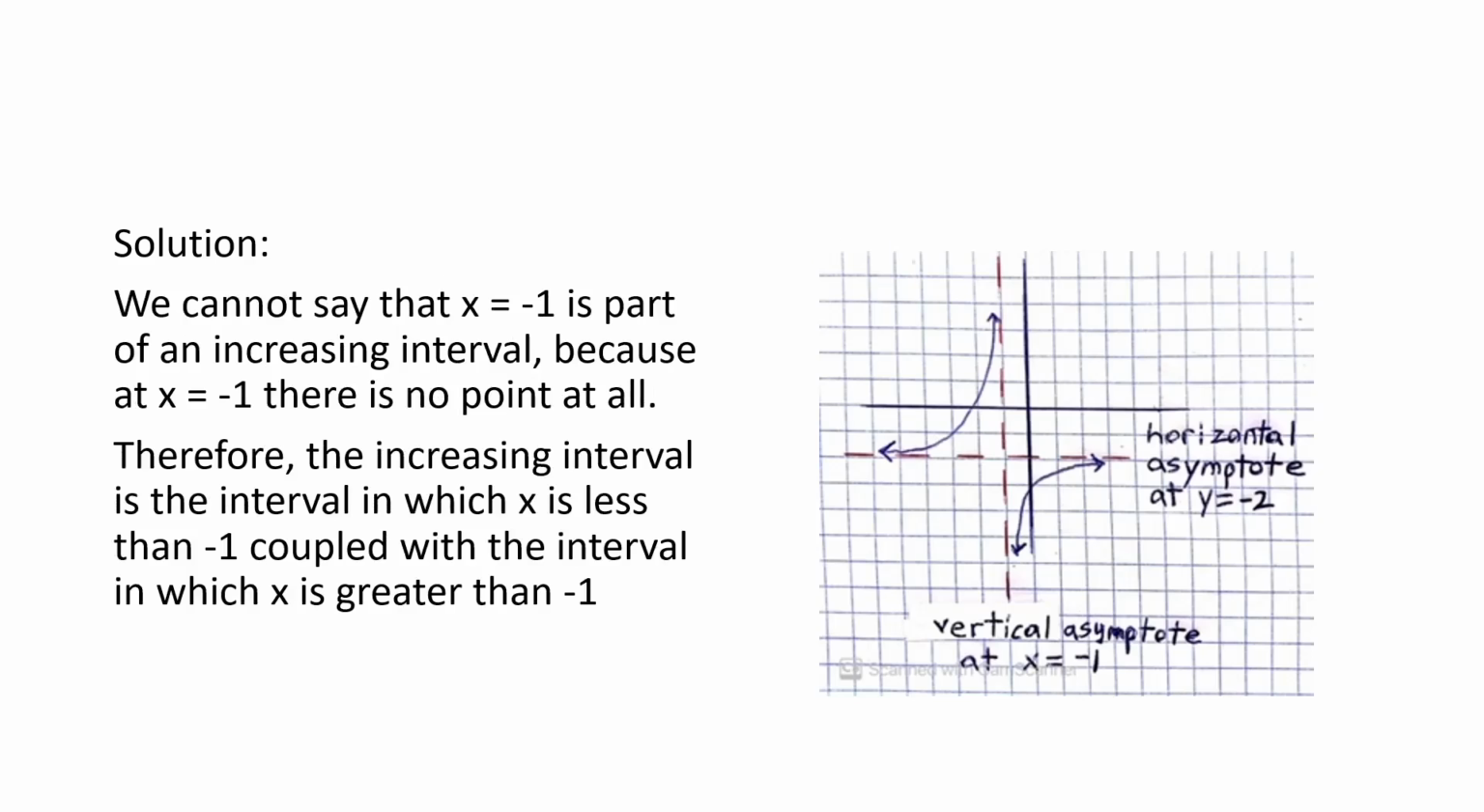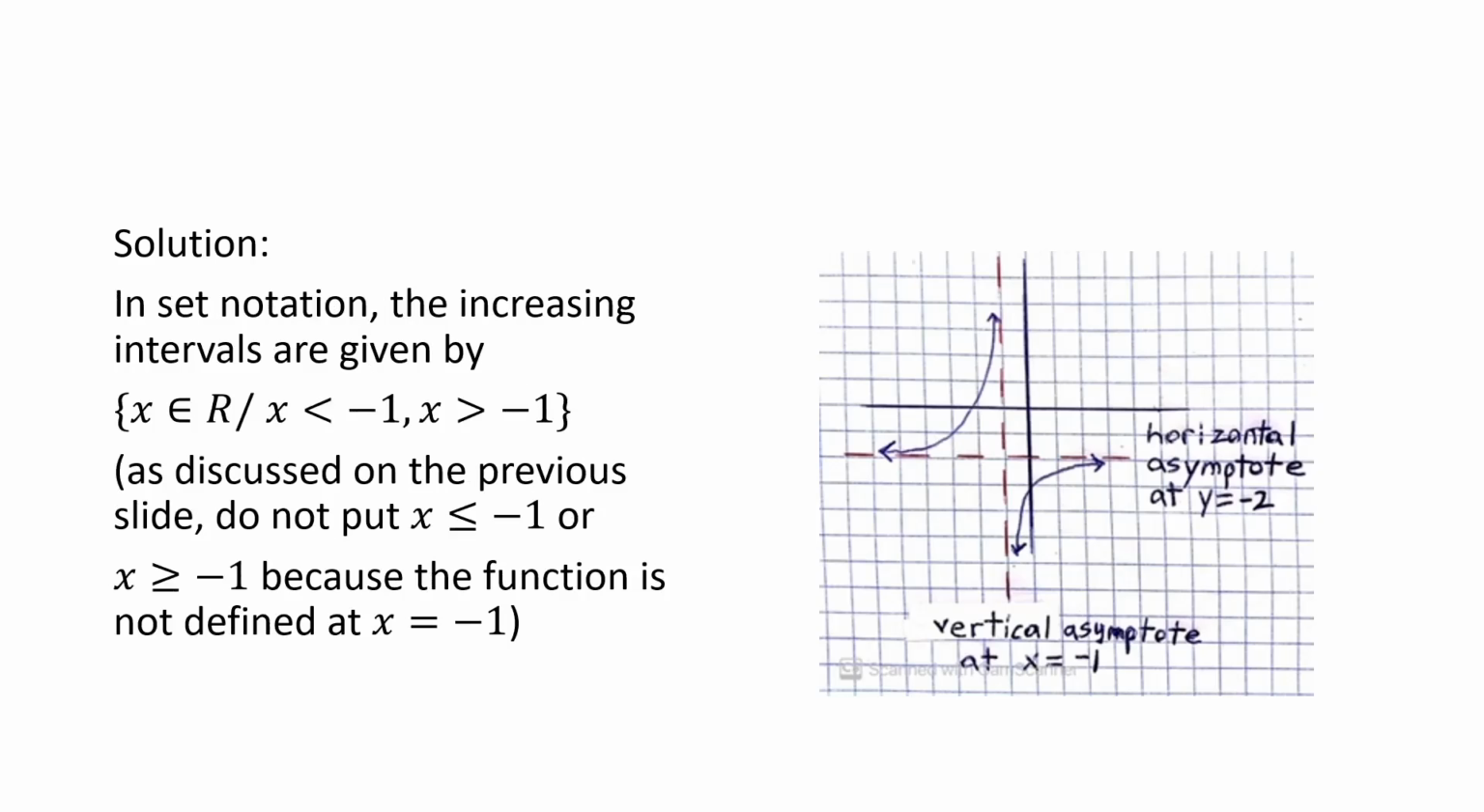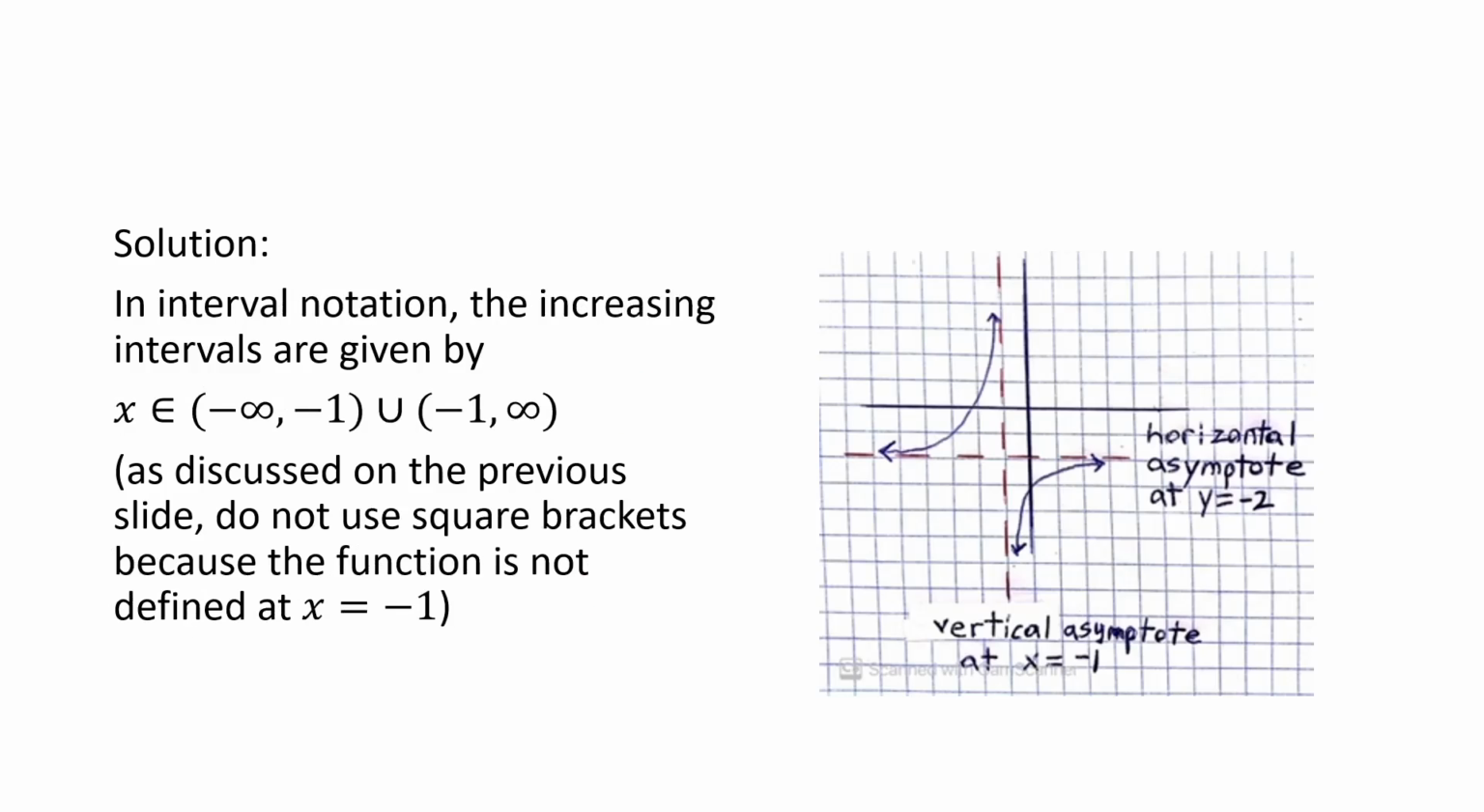We do not say that x equals negative 1 is part of an increasing interval, because at x equals negative 1, there's no point at all. And therefore, the increasing interval is the interval in which x is less than negative 1, coupled with the interval in which x is greater than negative 1. So if we're going to state it in set notation, we state it like this. And if we stated it in interval notation, we would state it like this.